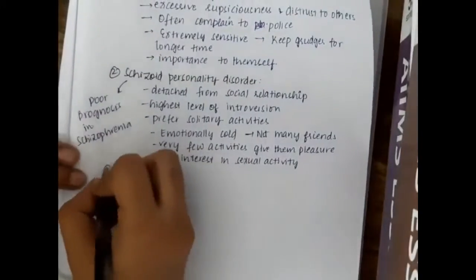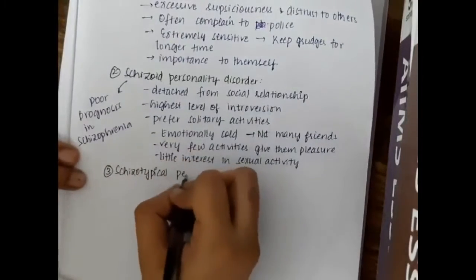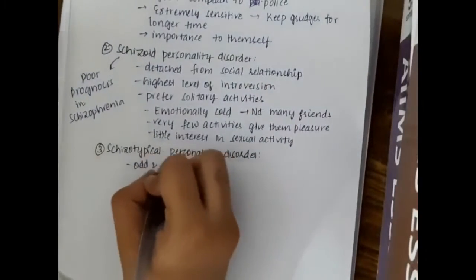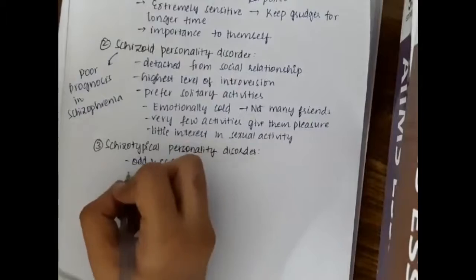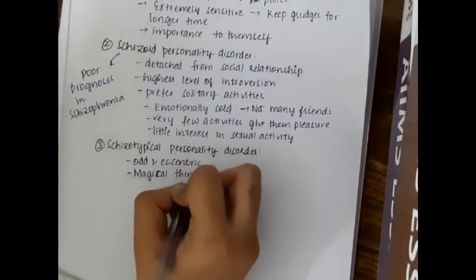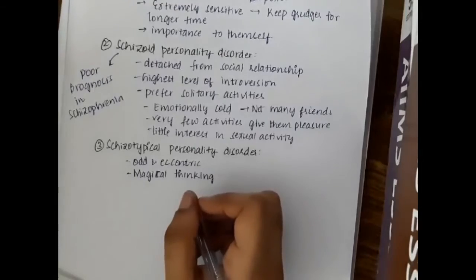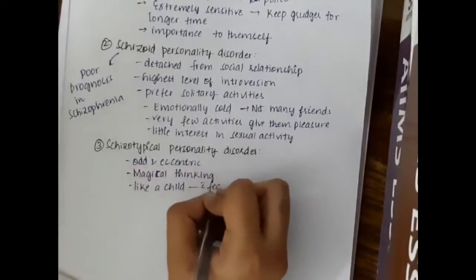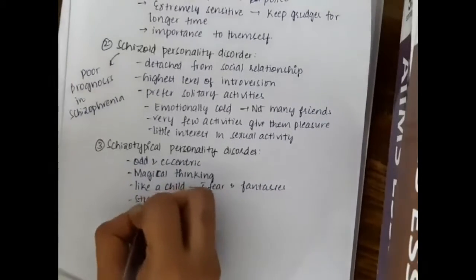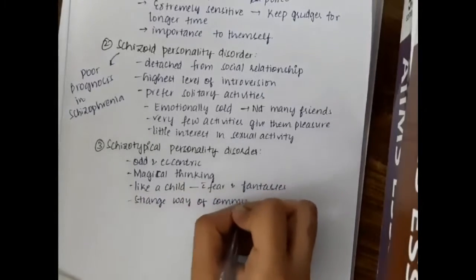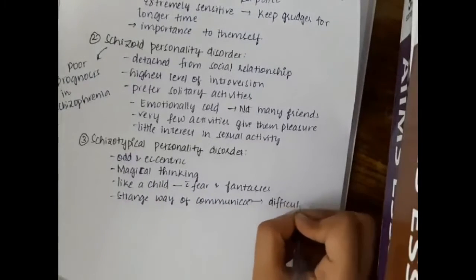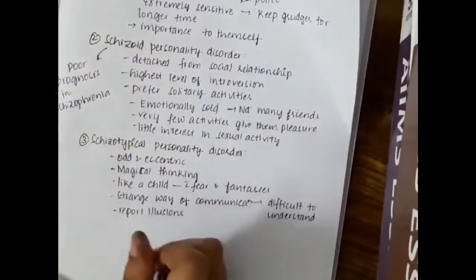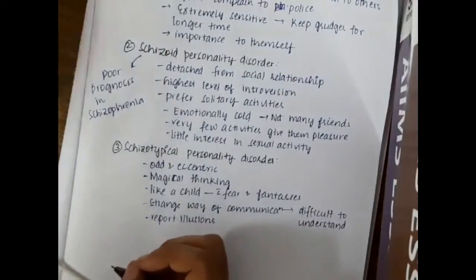Then we have the third type, which is called schizotypal personality disorder. In schizotypal personality disorder, the patient is odd and eccentric with magical thinking, like a child. He thinks magically, and also has fears and fantasies like a child. He has strange ways of communication which are very difficult to understand. These patients also report illusions. So that is schizotypal personality disorder.